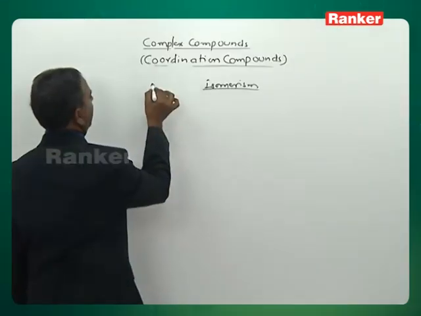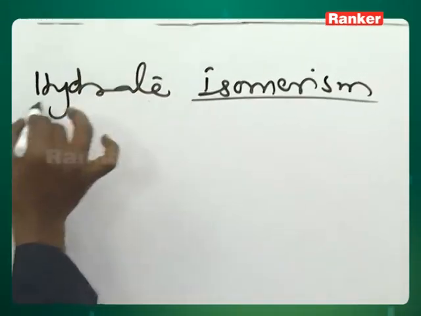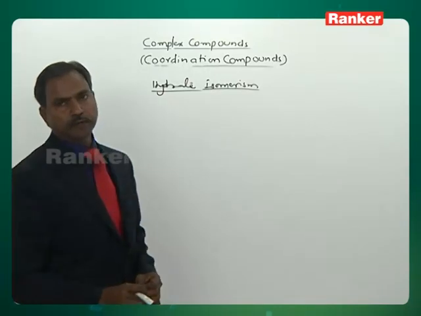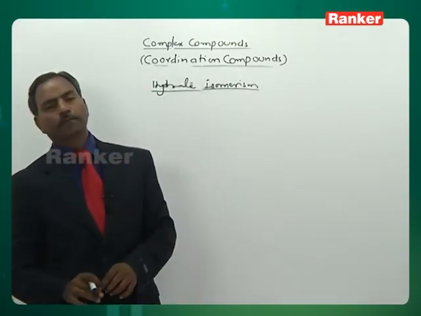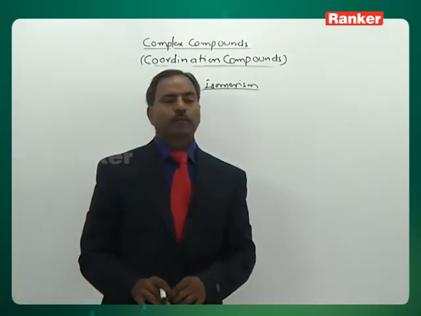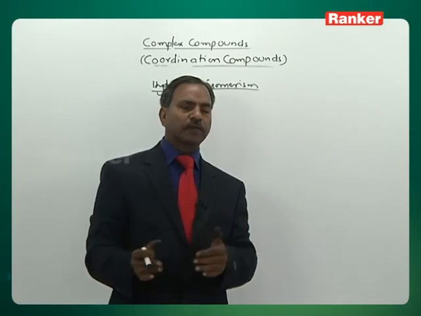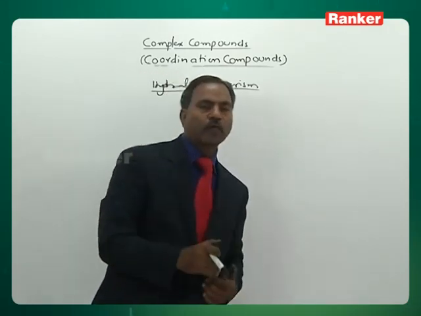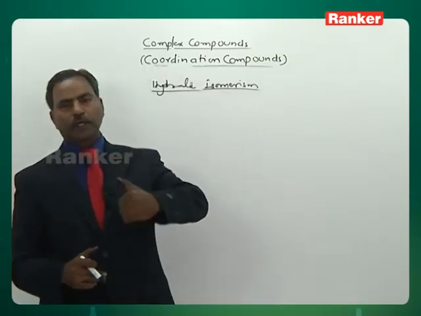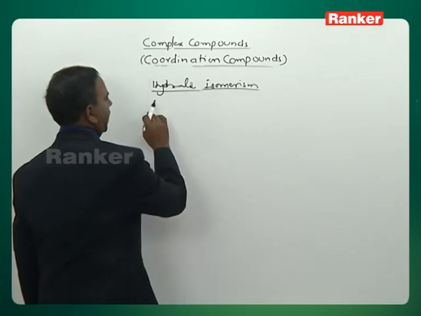Next one, hydrate isomerism. Here, the complex compounds have the same chemical formula, but have a different number of ions within the coordinate sphere and outer sphere. The number of aqua ligands differs within the coordinate sphere and outer sphere. Let me show how this hydrate isomerism works.